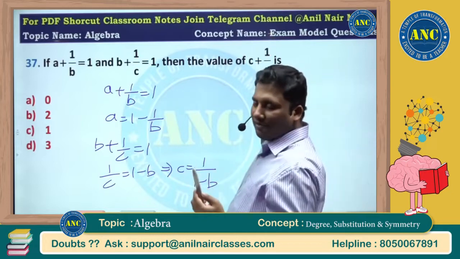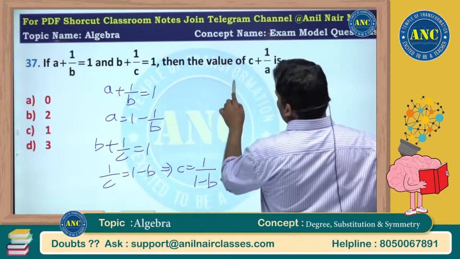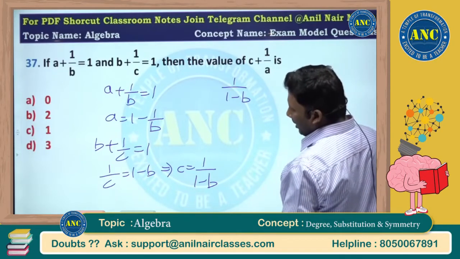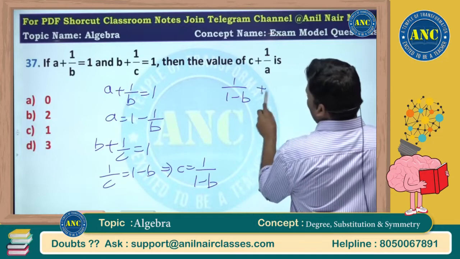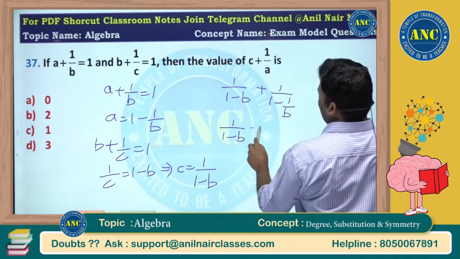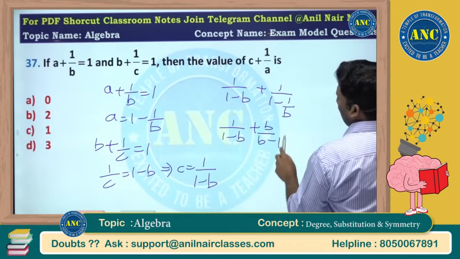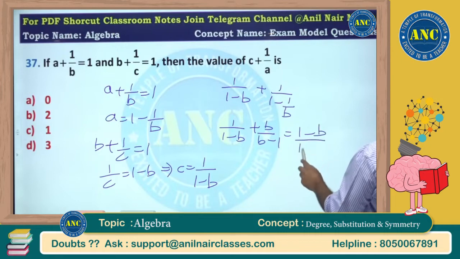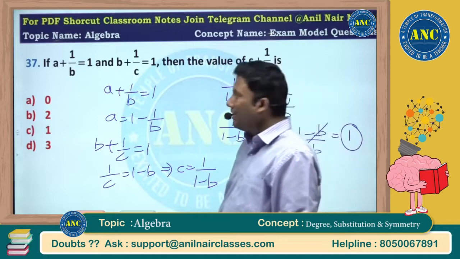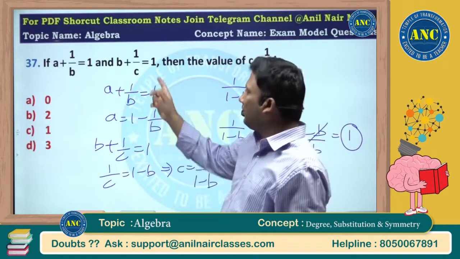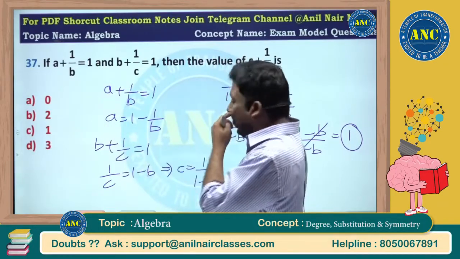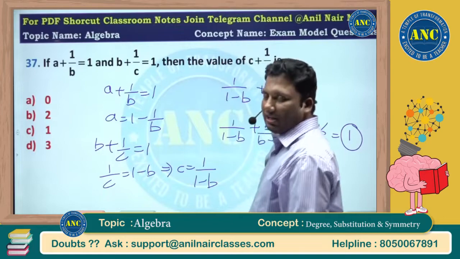Convert a in terms of b. Convert c in terms of b. It is 1 by 1 minus b, plus 1 by a, 1 by 1 minus 1 by b. 1 by 1 minus b plus b by b minus 1. It is equivalent to 1 minus b by 1 minus b. Cancel out to 1. Very, very easy question. Convert c in terms of b and convert a in terms of b.